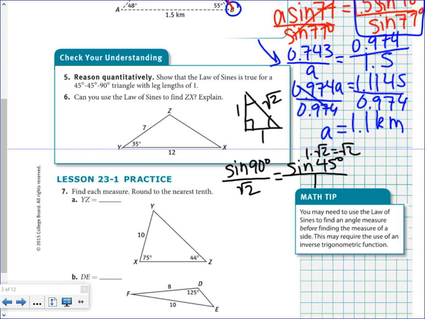So then use your calculator. Sine of 90 is 1. And then 1 divided by square root of 2 is 0.707. And then sine of 45 is 0.707. Divided by 1, you still have 0.707. And so those are the same numbers. So is this true for a 45, 45, 90 triangle? Yes, it's still going to be true. It still works. So you can use this on a right triangle if you would like to.